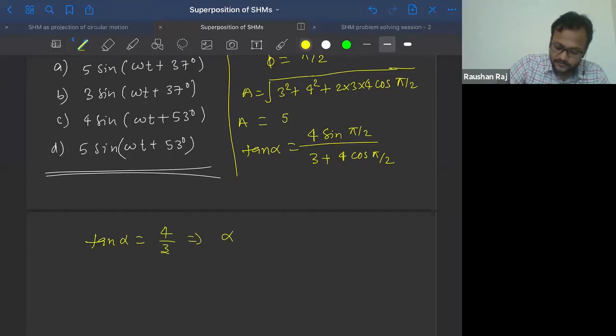Guys, what will be the value of alpha if tan alpha is 4 by 3? Write that in the chat section. What will be the value of alpha if tan alpha is 4 by 3? Yes, correct. Very good. 53 degree.